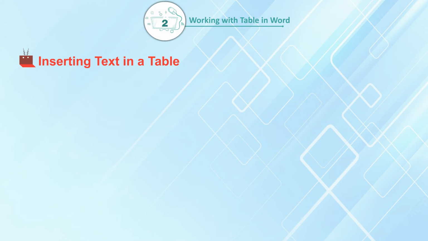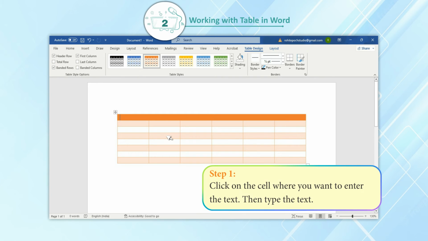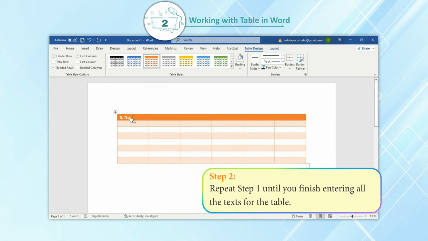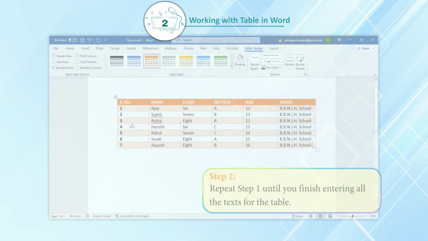Inserting text in a table. The text can be inserted in a table with the help of the keyboard. To insert text in a table, the steps are as follows. Step 1. Click on the cell where you want to enter the text. Then type the text. Step 2. Repeat step 1 until you finish entering all the text for the table.